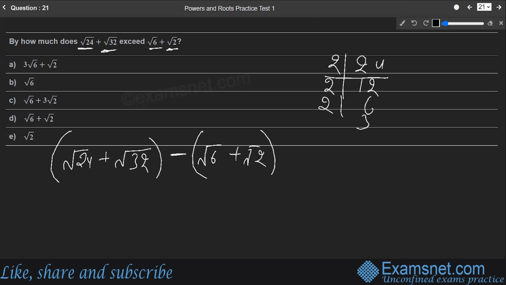So we can write this as 2 root 6. These two make a couple, so we can just write 2 times 3, and then 2 times 3 is 6, so it's going to be 2 root 6. Similarly, root 32 can be written as 4 root 2.